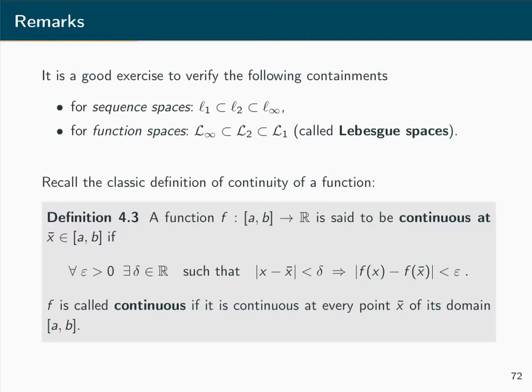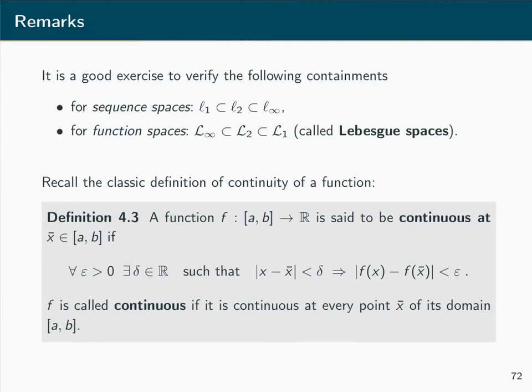Because we were talking about continuous functions on the previous slide, for the sake of completeness, definition 4.3 states the classic definition of the continuity of a function. This definition is based on a classical epsilon delta argument that you encounter everywhere throughout the field of mathematics. And we will also come across this epsilon delta argument a couple of times throughout this course. But for now, let's just recall what it formally means for a function to be continuous.